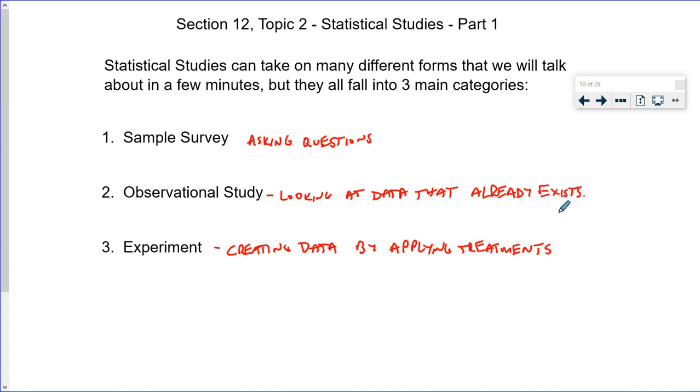So we're applying treatments. If you wanted to figure out, for instance, what your favorite kind of apple is, you might go out there and buy a bunch of different types of apples, and then do a blind taste test and figure out which one you like the best. You are creating data that does not exist yet. That is again an experiment.